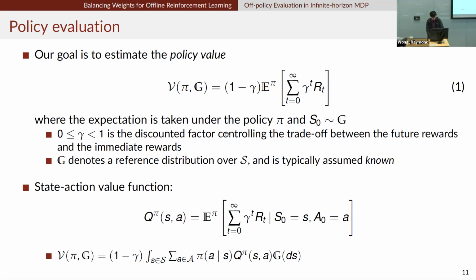And an important and related quantity is the state-action value function, which is also known as the Q function in the domain. This Q function is essentially just a conditional expectation of the discounted sum of rewards given the current state and action. Of course, with the Q function, you will be able to recover the value quite easily by taking a further expectation over the initial state and actions. And of course, you can rescale it a bit to get the value. So this function will show up in the later part of the talk. That's why I introduced it.